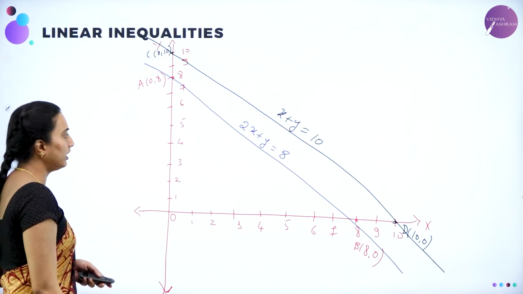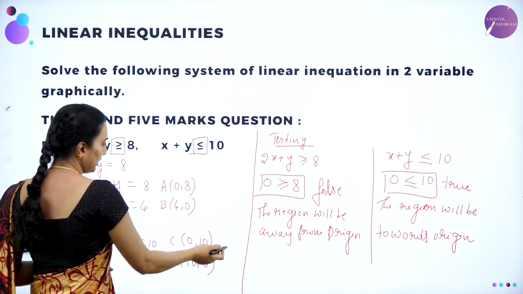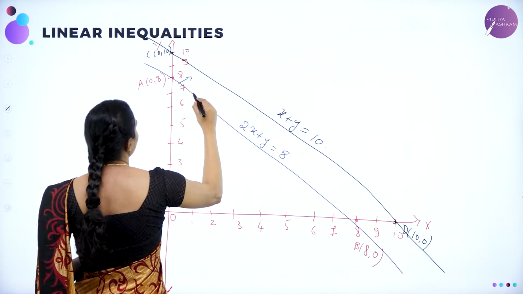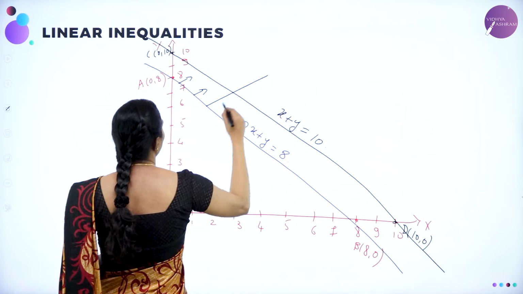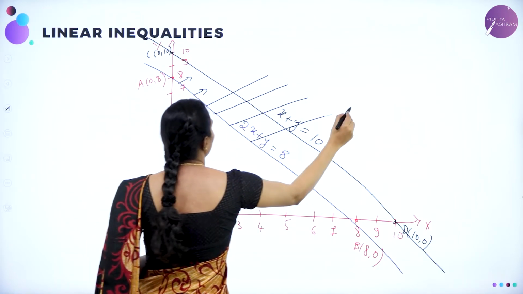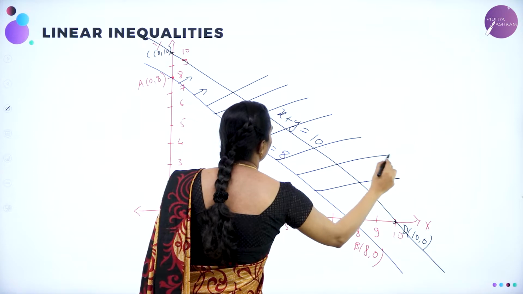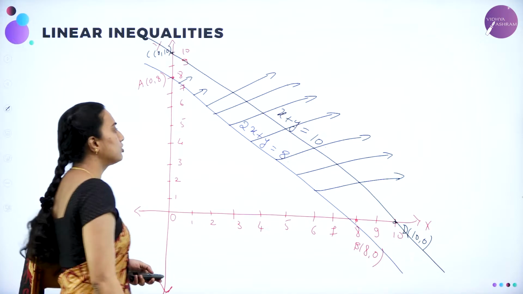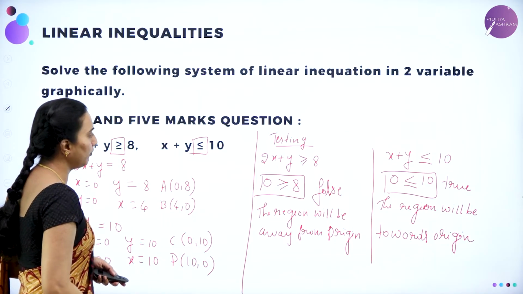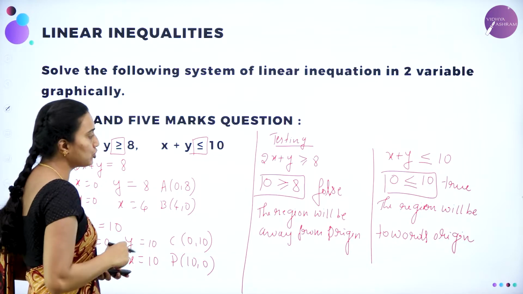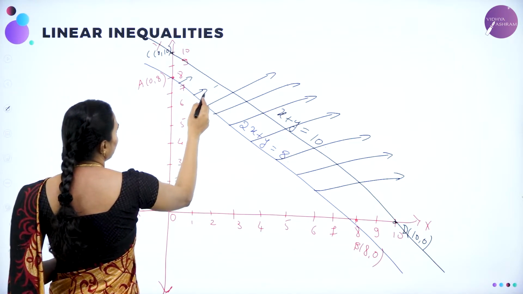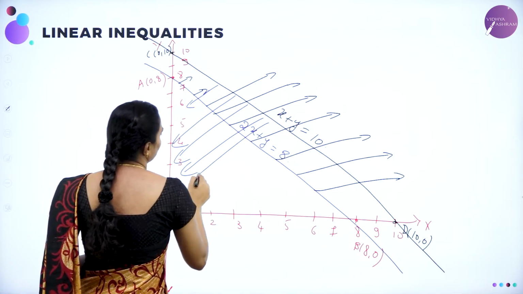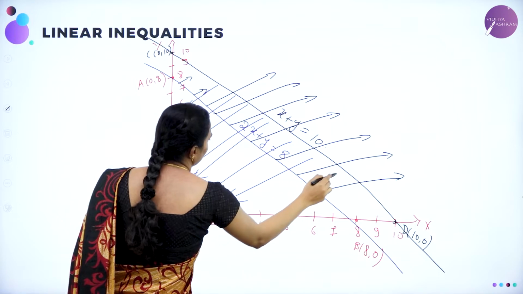Now you can have the region. This is the region that is away from the origin; away from the origin means it will go like this. I am taking the other line in black, the opposite of blue. For x + y, which is true, the region is towards the origin, which means it will come like this. Towards the origin. I hope you are getting this.